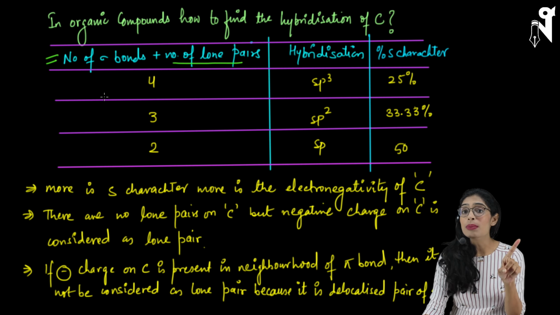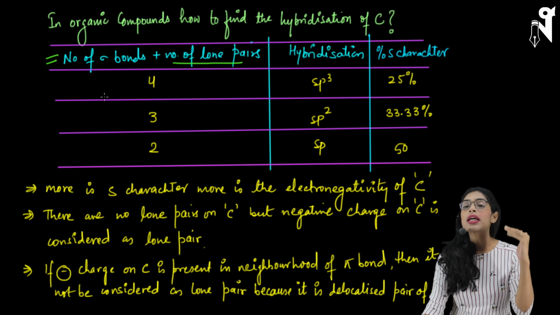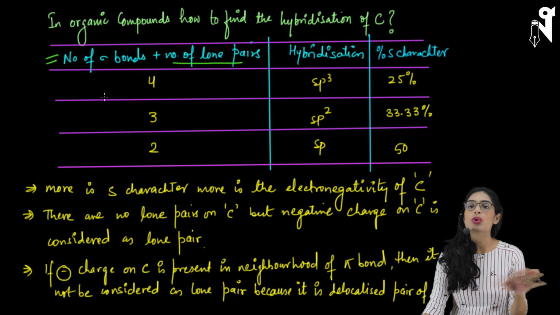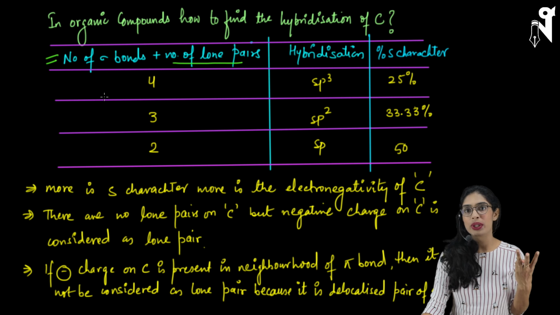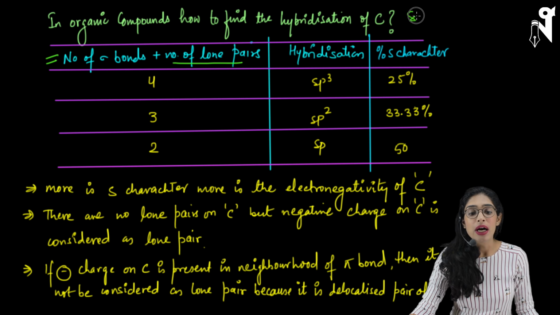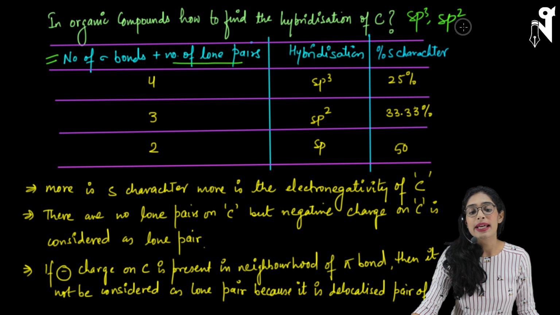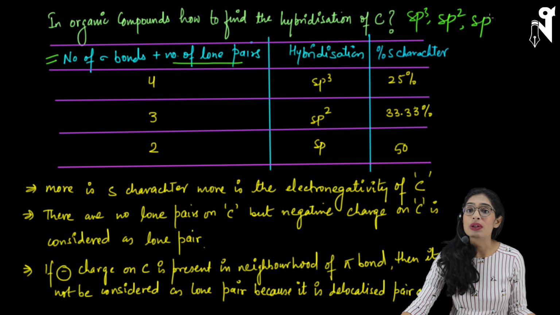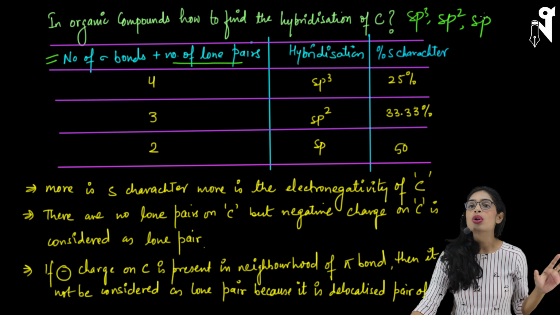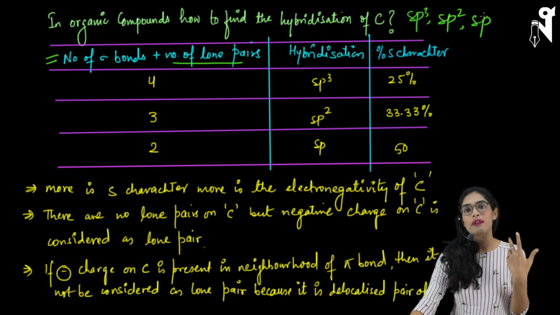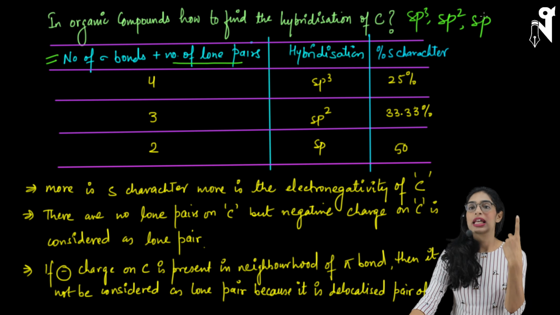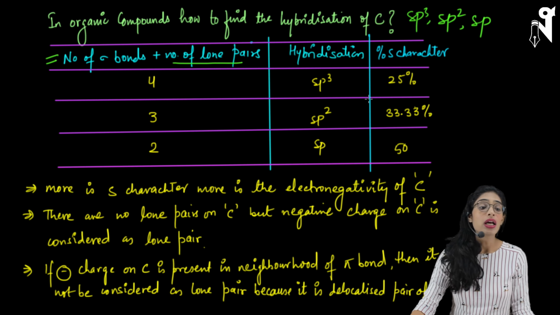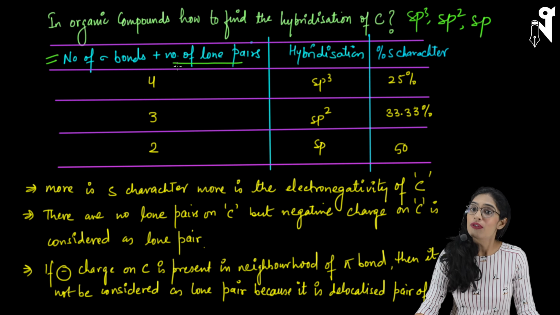By the way, when we are talking about carbon hybridization, carbon doesn't contain d orbitals, so there will be no hybridization involving d. We can have only three types of hybridization with carbon: sp3, sp2, and sp. We cannot have d2sp3, dsp2, and all those hybridizations which involve d, because carbon does not contain d. So we have only three possibilities: sp3, sp2, and sp. And we figure it out by this formula: number of sigma bonds plus number of lone pairs.